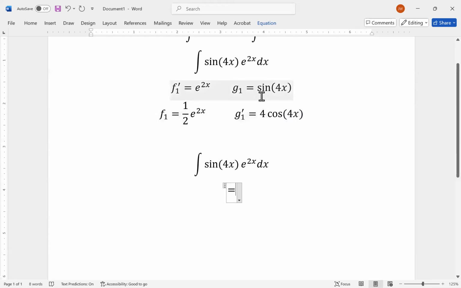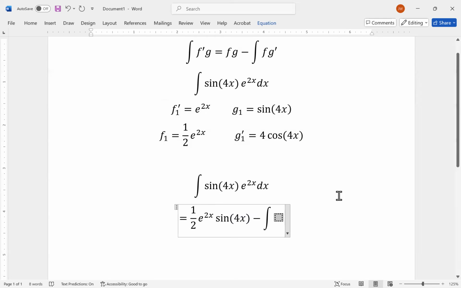F times g is going to be, in this case, 1/2 e to the 2x multiplied times sine of 4x minus, I want to integrate f times g prime. When I take f times g prime, 4 times 1/2 becomes a 2. Then I'll get e to the 2x cosine of 4x.